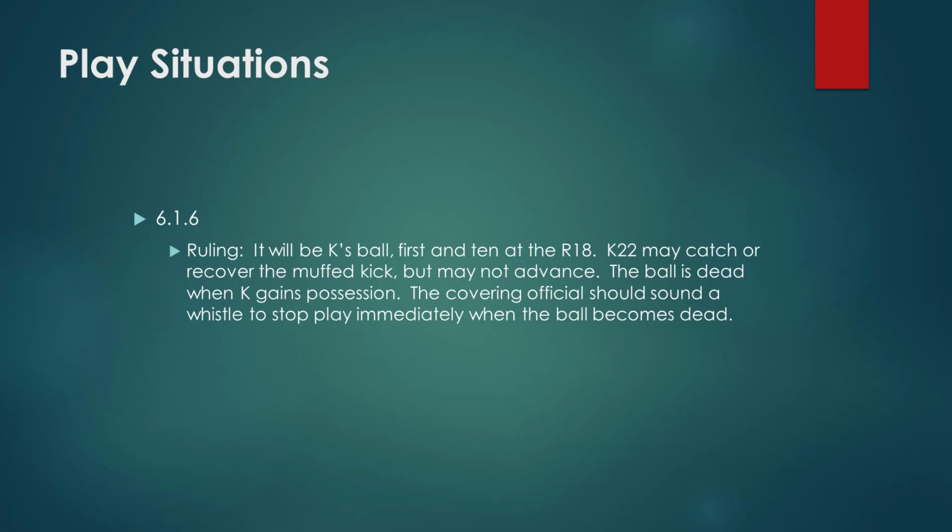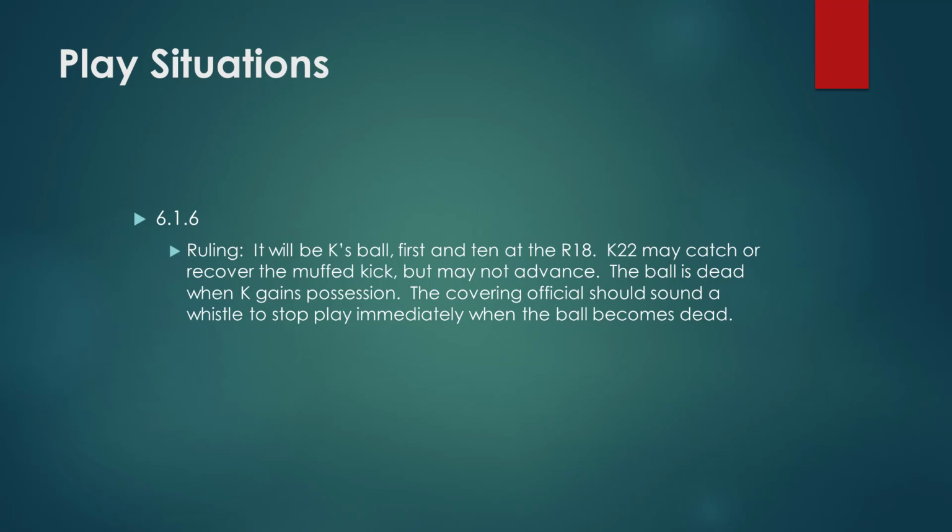K22 may catch or recover the muffed kick but may not advance. The ball is dead when K gains possession. The covering officials should sound a whistle to stop play immediately when the ball becomes dead. So this is an important distinction for kicks. Can't advance on the muff. It has to be possessed and fumbled before K can pick it up and advance the ball.